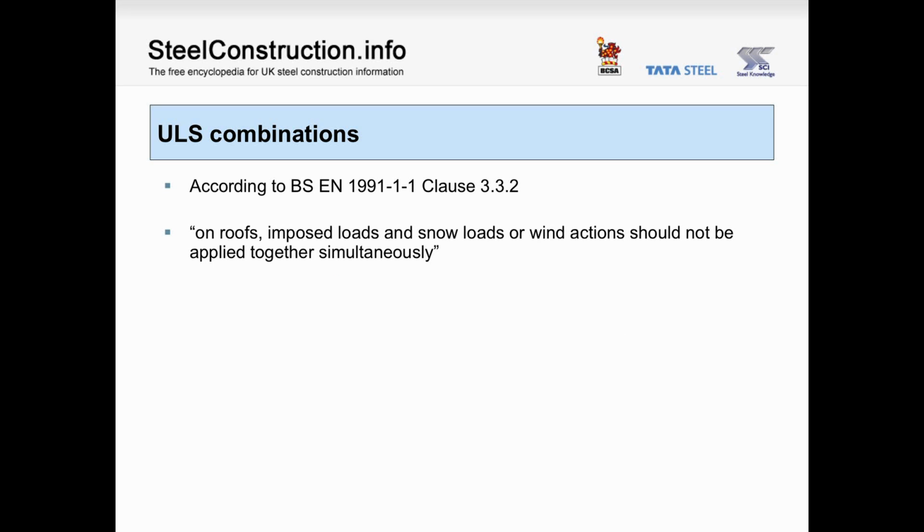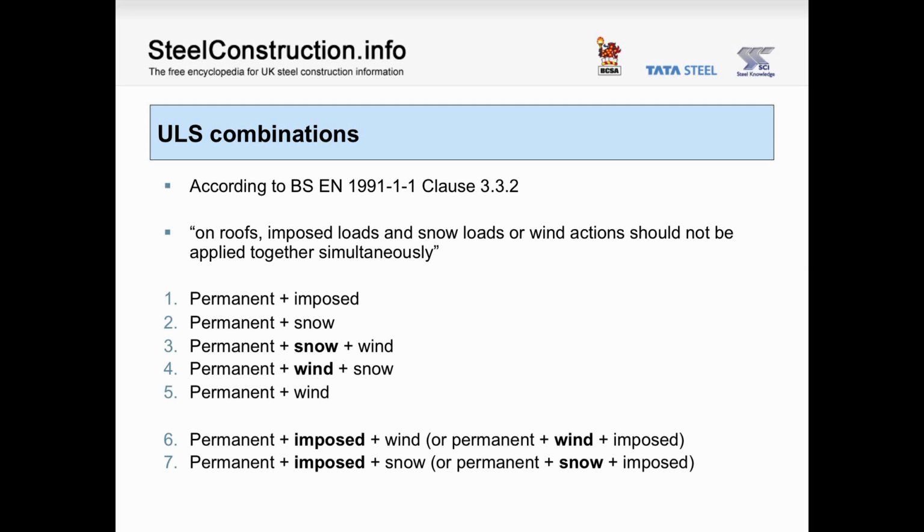Now, according to EN 1991-1-1, on roofs, so we really are thinking about a portal frame, which is fundamentally a roof, imposed loads and snow loads or wind actions should not be applied together simultaneously. So if we think about the load combinations that we could consider, here are some of them.